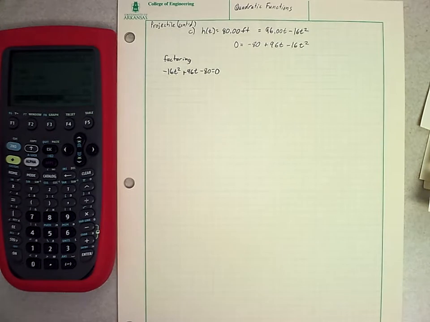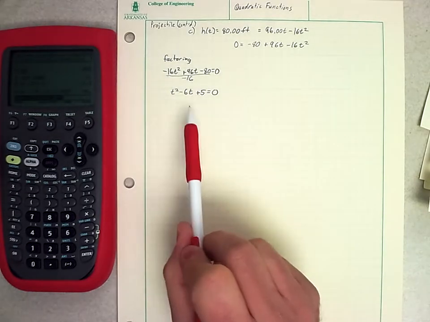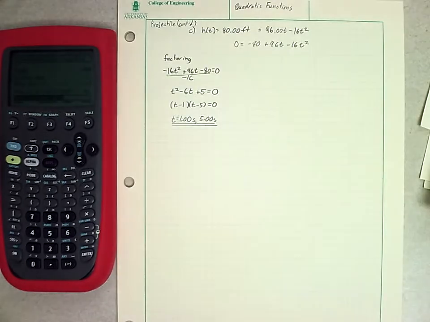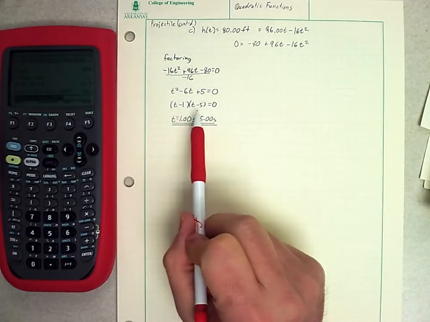Remember, our first step in factoring is to take out any common factors. If I think about these, obviously all of them are divisible by 2. They're also divisible by 4. They're also divisible by 8. Turns out they're actually all divisible by 16. So I'm going to go ahead and factor out a negative 16, because as we talked about in previous videos, I don't like dealing with negative coefficients up front. By dividing out by negative 16, I get a much simpler equation to work with. I get t squared minus 6t plus 5 equals 0. That I can easily factor into t minus 1 and t minus 5.